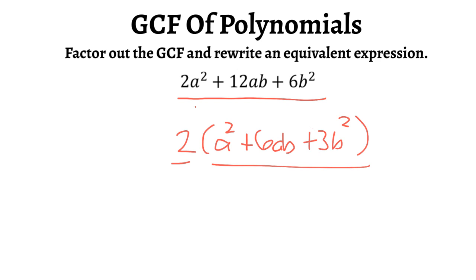Again, if you want to do the distributive property here, sorry, not FOIL. If we distribute, we can do 2 times a, we get 2a squared. 2 times 6, we get 12ab. And 2 times 3, we get 6b squared.